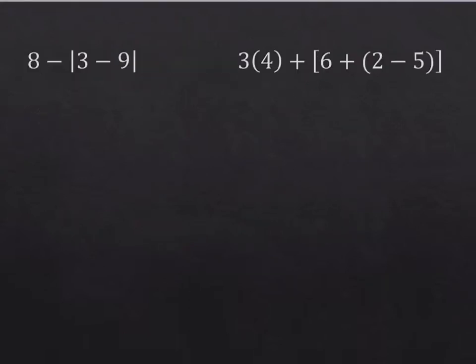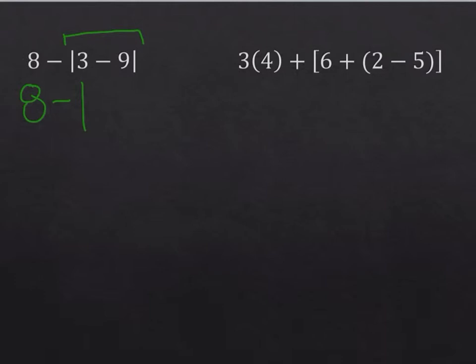So we always want to do these first, alright? So let's look at what this looks like here. So 8 minus 3 minus 9. Well, here are my symbols of inclusion. Alright, so I want to do that first. 8 minus the absolute value of 3 minus 9.